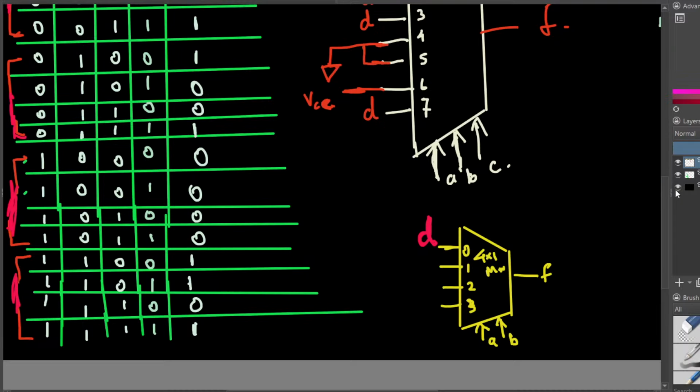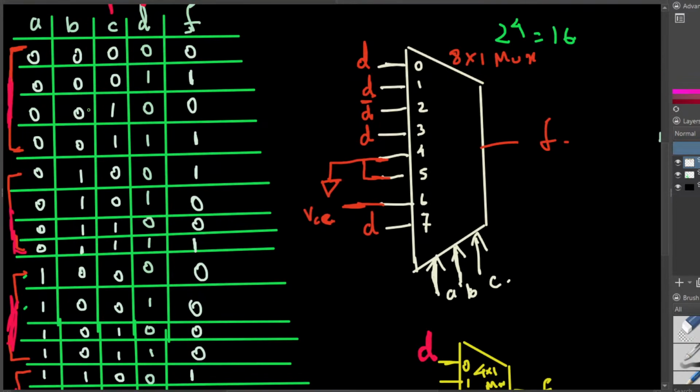Now let's look at the second one. So we took care of the first 4. Now let's look at these 4. Next 4, that's 0 1 0 1 0 1 0. So here let's compare CDE. Here when we have 0 0, we are getting a 1. When we have 0 1, we are getting a 0. When we have 1 0, we are getting a 0. When we have 1 1, we are getting a 1.